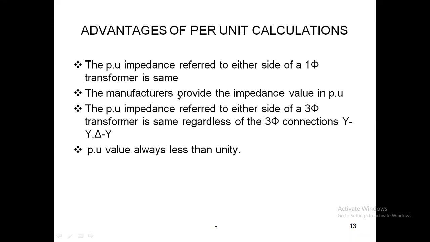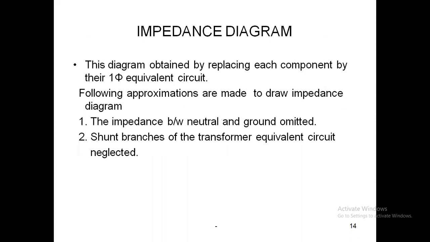The manufacturers also provide the impedance rating in per unit if you get some component of the power system. And there will be no difference between three phase and single phase in the per unit analysis. Also, the calculation becomes very easy because the per unit value will always be less than unity or near to unity, so the calculation is also easy.